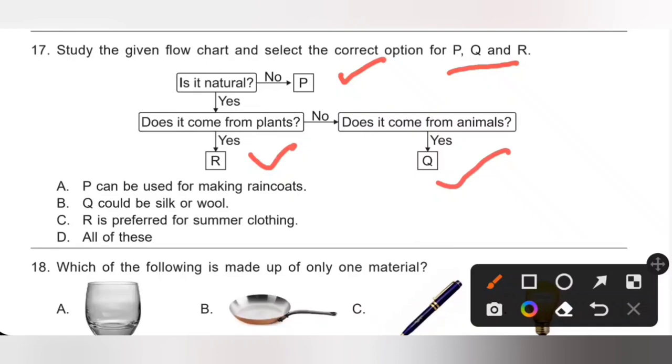B, Q could be silk or wool. It is also correct one. C. R is preferred for summer clothing. Yes, cotton is preferred for summer clothing. So option D, all of these. Since option A, B, C are correct, so option D, all of these is the correct answer.